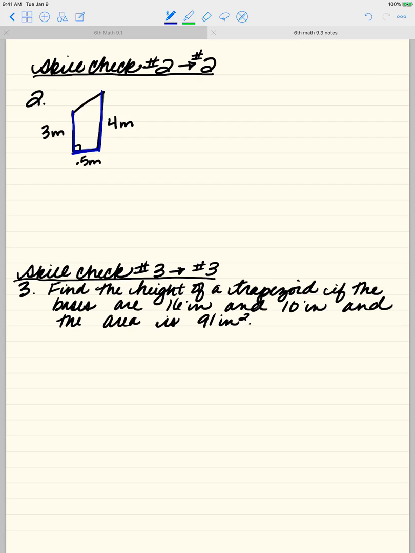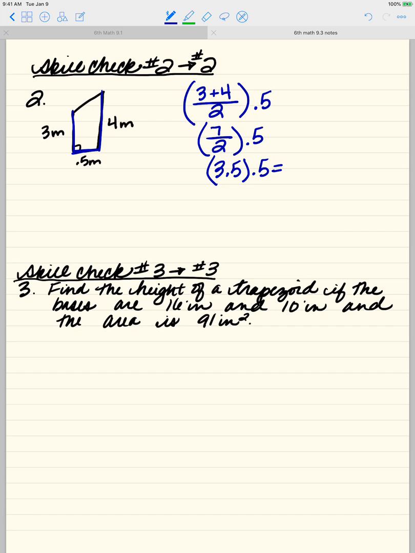0.5 meters, okay? So area is equal to base 1 plus base 2, so 3 plus 4 divided by 2 times your height, which is 0.5. 3 plus 4 is 7 divided by 2 times 0.5. 7 divided by 2 is 3.5. 3.5 times 0.5 is equal to 1.75, and we are given units. We have meters. Area is always in units squared, so 1.75 meters squared.